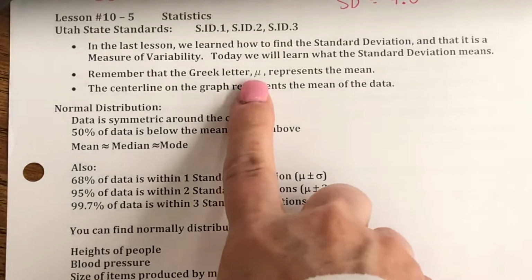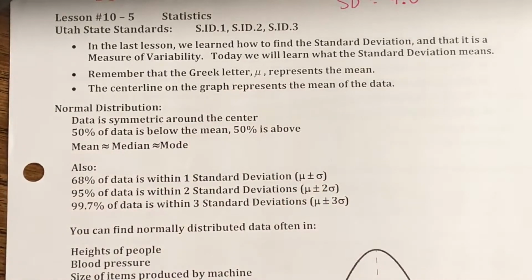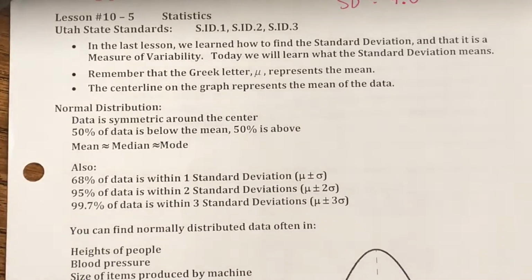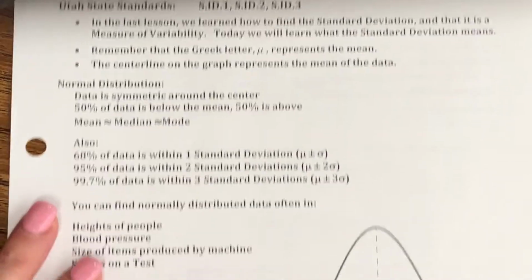We need to remember the Greek letter mu represents the mean. Okay, a normal distribution. When we find the standard deviation, we are finding the standard deviation of data that has a normal distribution, that it's symmetric around the center. That means that about 50% of the data is below the mean and about 50% of the data is above the mean. And this means that the mean, median, and mode are approximately all the same number. We're going to talk about all this in general, so let's go ahead and look at our graph below.